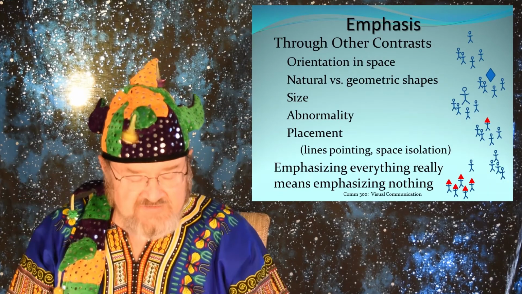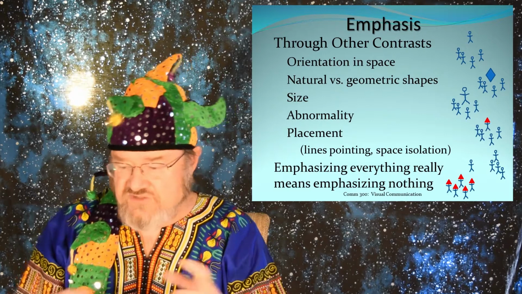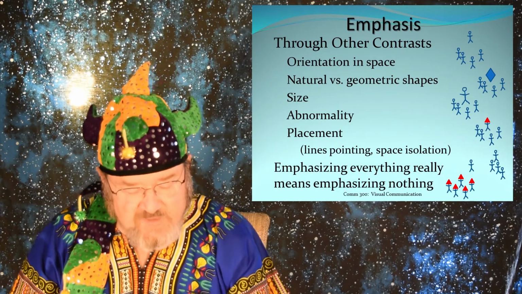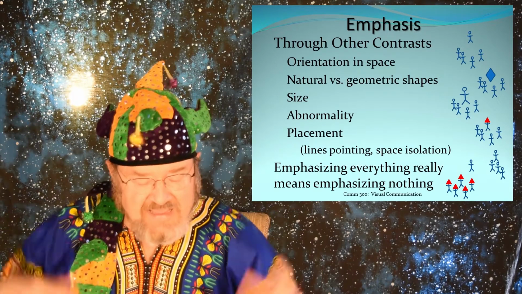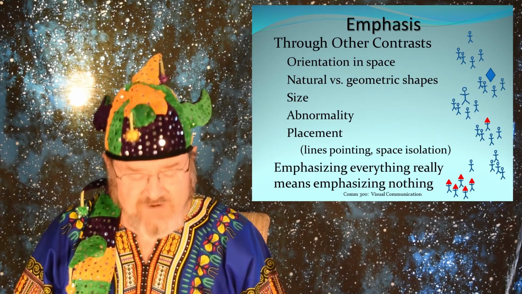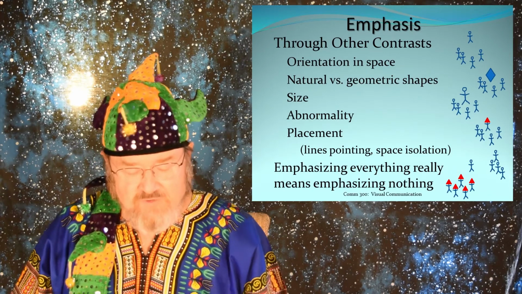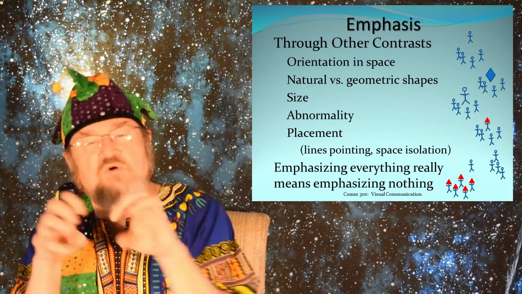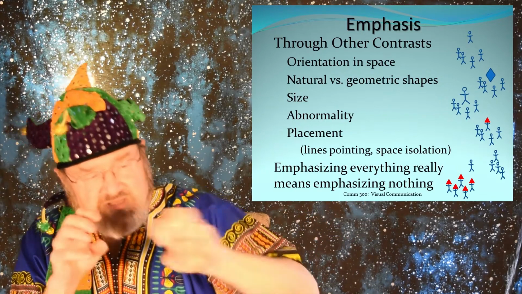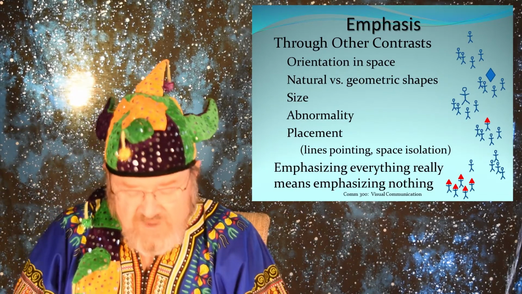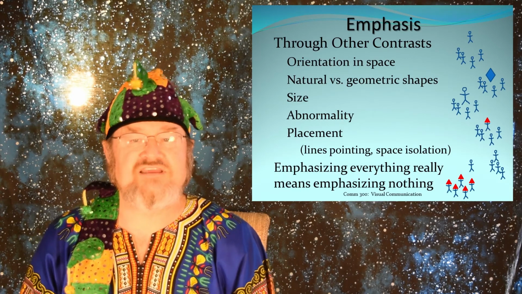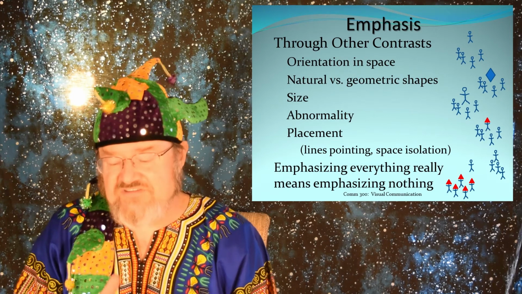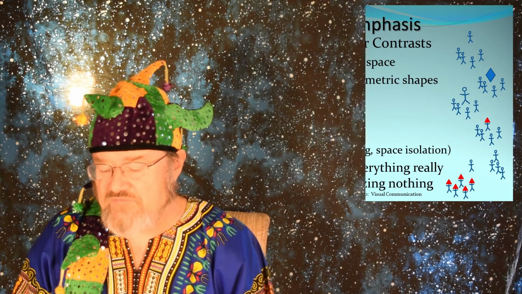You can also shift the emphasis by where things are put in space, by differing kinds of shapes, human shapes, geometric shapes, by size, bigger, smaller, abnormality. If I've got something weird on my head, I stand out. That would never happen. Placement, if all the lines are kind of pointing in one way, we're all running after something, right? That'll bring attention and emphasis to the thing we're running after. And of course, remember that if you emphasize everything, then you've really emphasized nothing. So emphasis is kind of a cautionary kind of a principle.